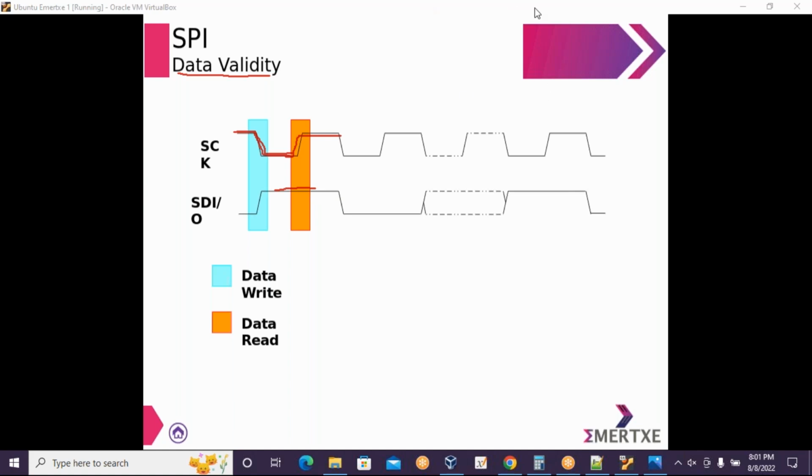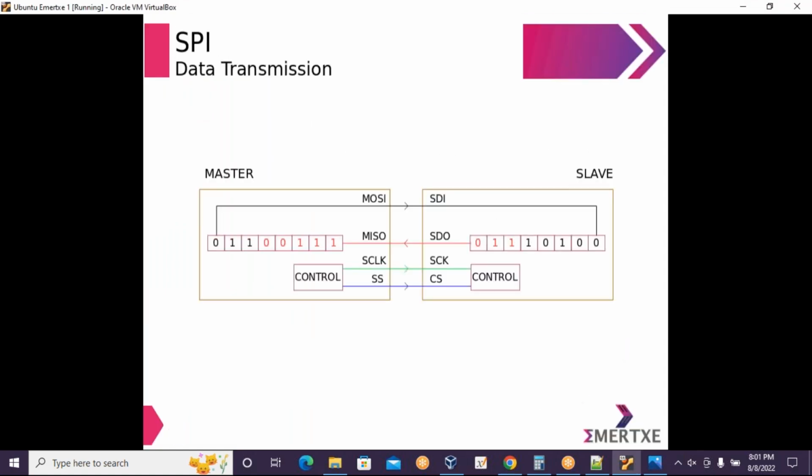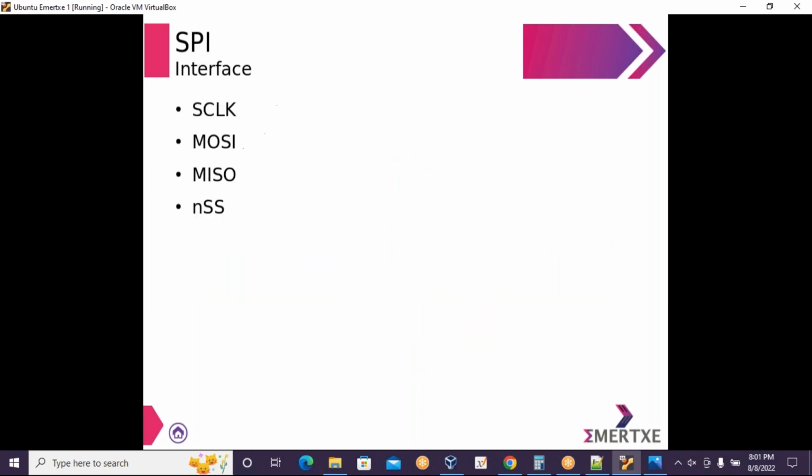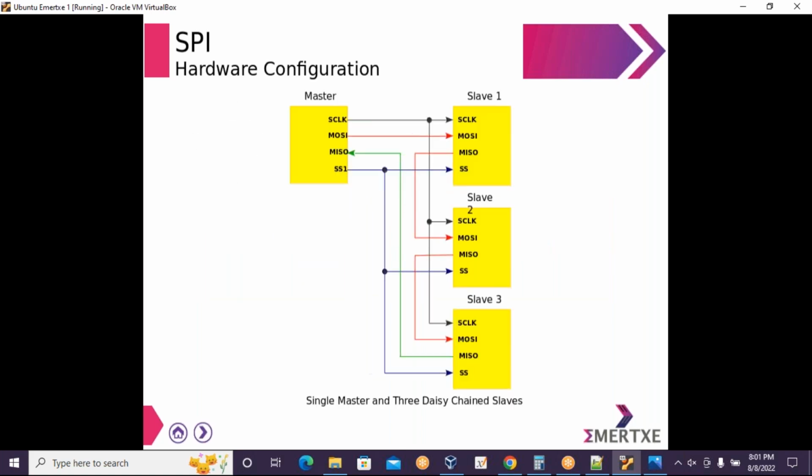Now let me go back to the two configurations. I showed one normal configuration and the other was the daisy chain configuration. Let us understand these two configurations. This is the normal configuration, and this is the daisy chain configuration. Now my question is, when are you going to go with the normal configuration and when are you going to go with the daisy chain configuration?